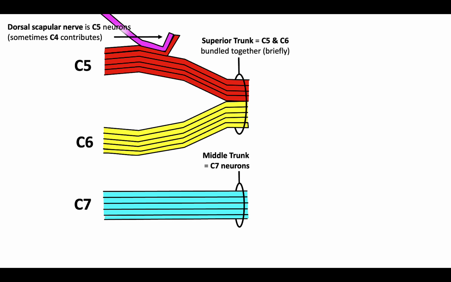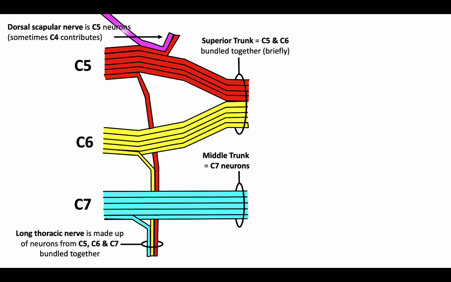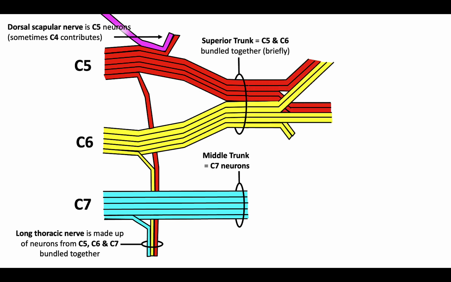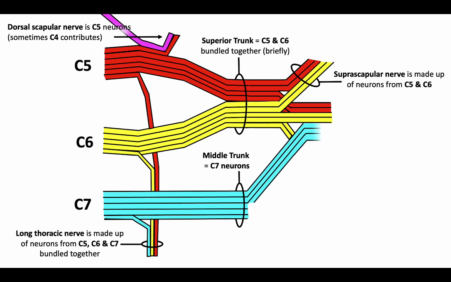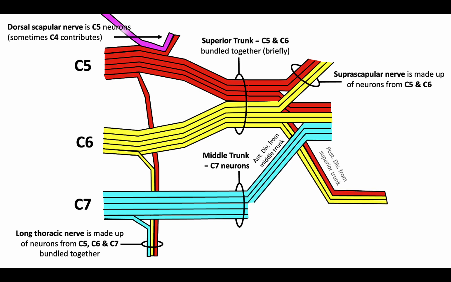A nerve like long thoracic nerve is made up of different spinal levels' neurons, C5, C6, and C7 combined to make the long thoracic nerve. And for the record, it's not just a singular neuron from each level. This is just a representation of each level contributing. So we can see branching off of our superior trunk, the suprascapular nerve made up of C5 and C6 neurons. And now I'm going to add in some of our divisions. There's our anterior division from our middle trunk and our posterior division from our upper trunk. So the posterior division from our superior trunk.